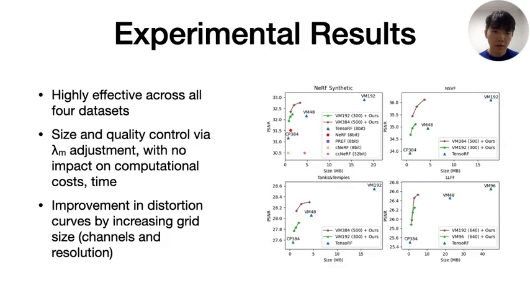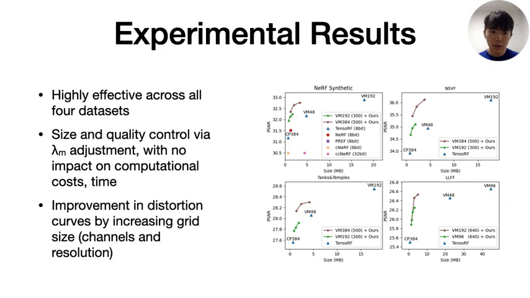To validate the effectiveness of our method, we conducted experiments on 4 different 3D object datasets, commonly used in the neural fields literature. As indicated in the graphs, applying our method improved distortion curves across all datasets. We can control the size and quality by adjusting the loss weight on the trainable binary mask using lambda m.